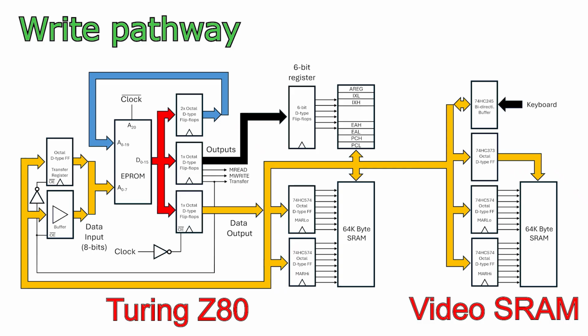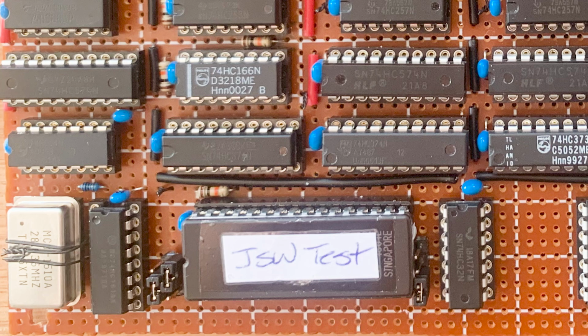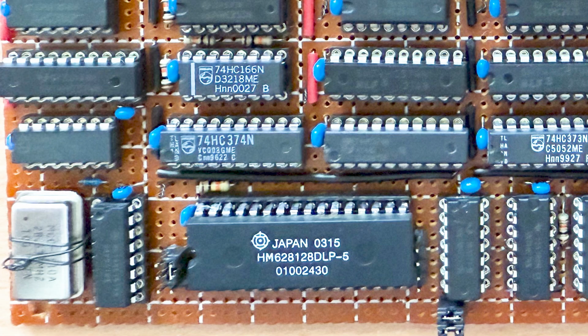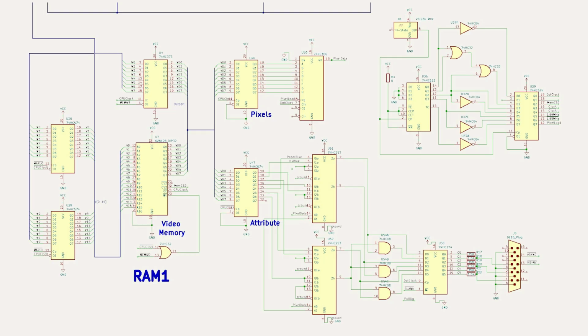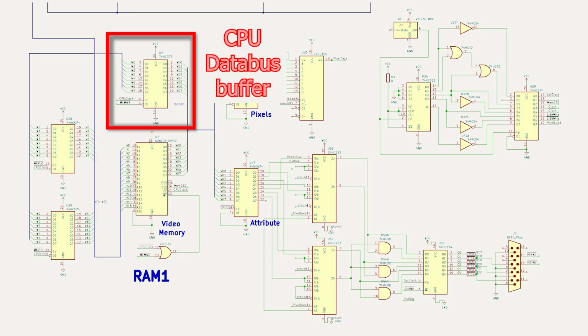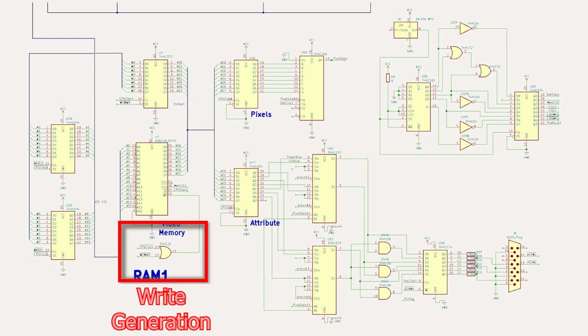So the theory looks good, but does it actually work in practice? Step 1, swap out the EEPROM for static RAM. I know the scanout circuitry works at high speed, and I know that the CPU works when clocked slowly. The unknowns are the CPU memory address registers driving the video static RAM, the 74HC373 latch in transparent mode, basically behaving like a tri-state buffer, and the write circuitry for the static RAM.